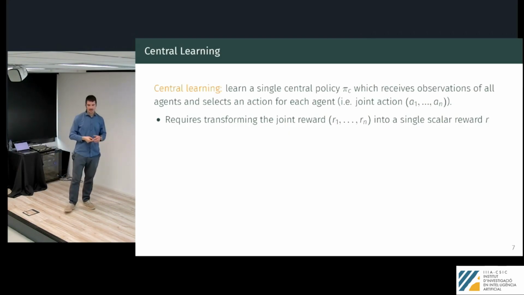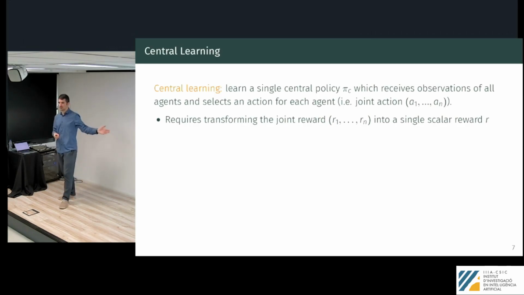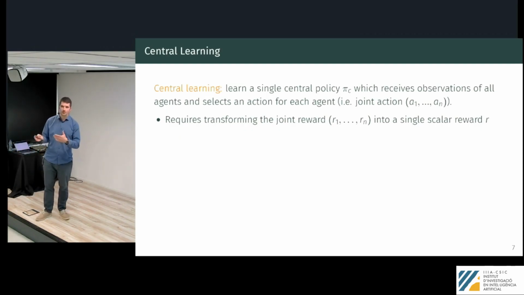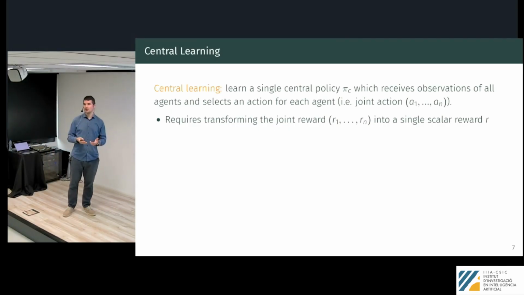If it's a game like a common reward game, then the problem is already solved, because by definition, the common reward game only has one reward. But if it's a game like Prisoner's Dilemma or something else where agents have different reward functions, then it's not clear anymore how we should actually do this scalarization. You could say, okay, well, I'm just going to do the sum of rewards. And yes, you could do that, but that's not the same as the original problem anymore.